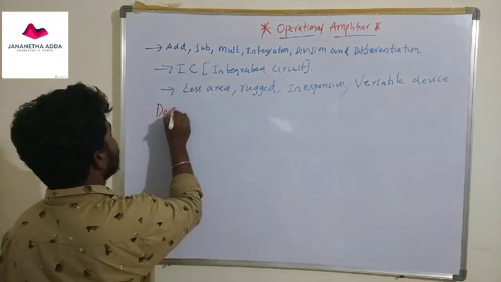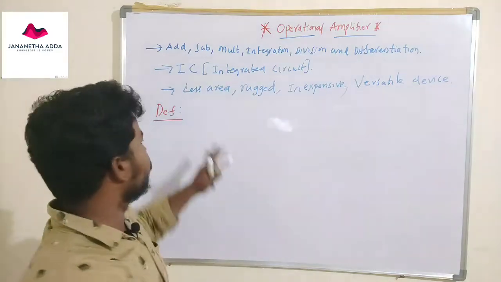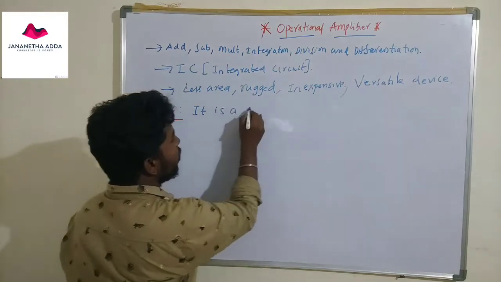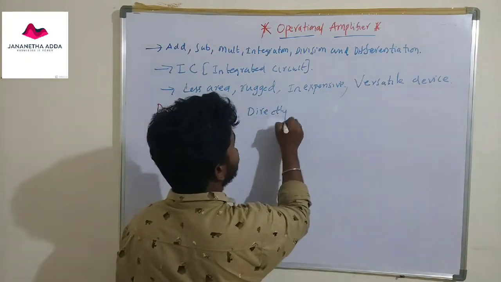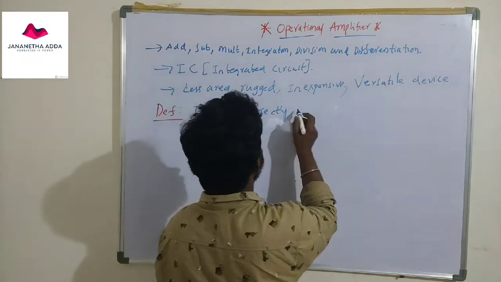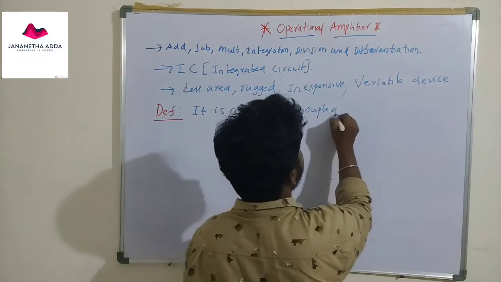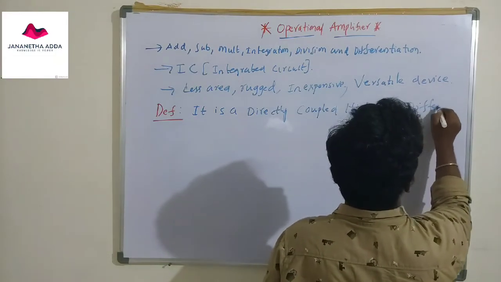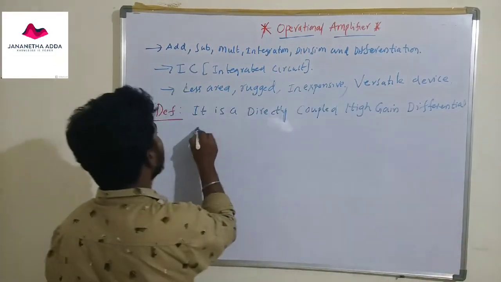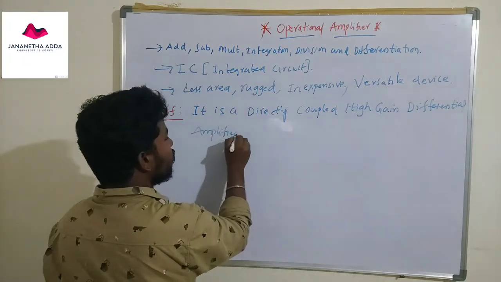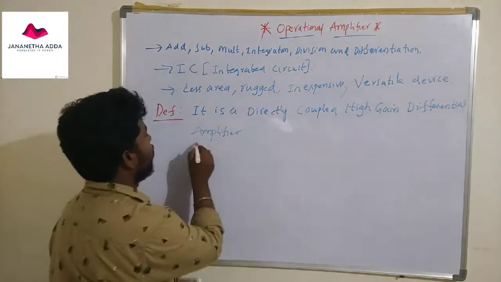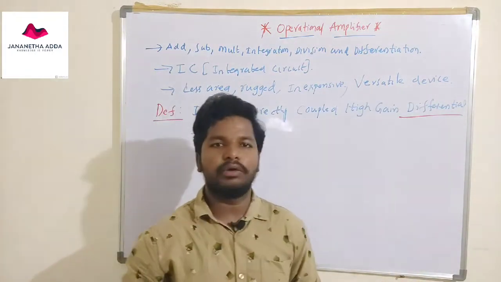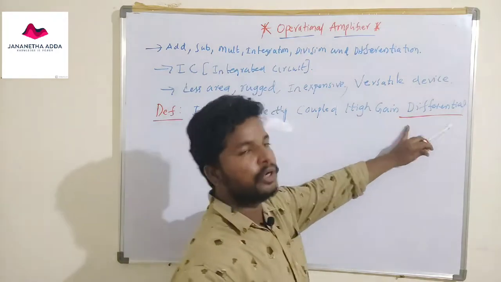We will go through the definition of operational amplifier. The definition is: a directly coupled, high gain, differential amplifier. Till now we are familiar with the amplifier, but we are not familiar with the differential amplifier. So in the next video we will discuss the importance of a differential amplifier over an amplifier.